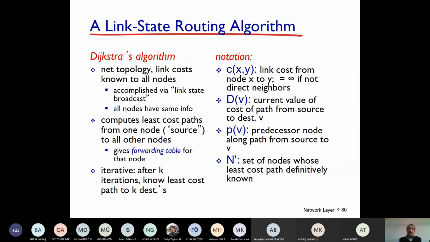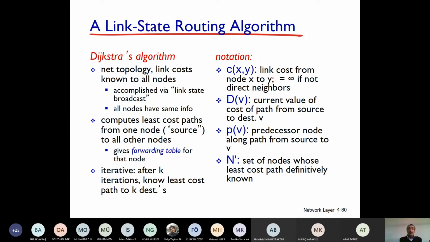In this algorithm, the network topology and the link costs are known to all the nodes in the network. So all the routers in the network have the same information, which is the complete network topology and the cost of all the links in the network. And how do we achieve this? It is through the link state broadcast. With this link state broadcast, every node gets these two pieces of information, the complete network topology and the link costs. That means all the nodes receive the same information.